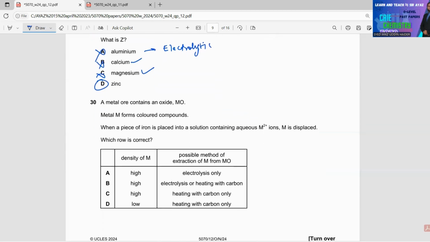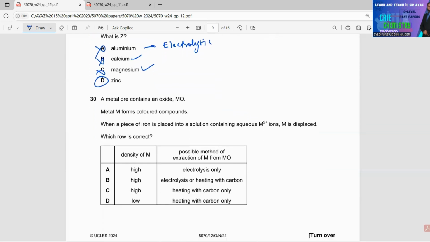30. A metal ore contains an oxide MO. Metal M forms colored compounds. When a piece of iron is placed into a solution containing aqueous M2+ ions, M is displaced. Which row is correct? That's for sure that M is less reactive than iron, because when we are adding a piece of iron in the solution containing a salt of M or M2+ ion, it will get displaced. So iron, Fe is the symbol for iron. Iron is more reactive than M.